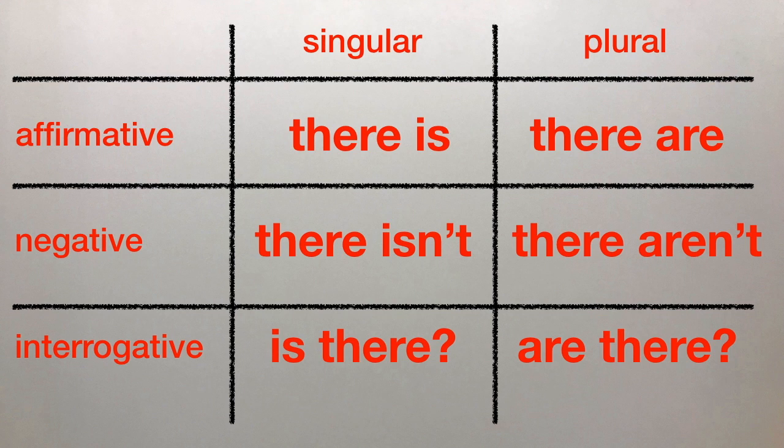Let's practice pronunciation now, students. Repeat after me, please. There is. There are. There isn't. There aren't. Is there? Are there?